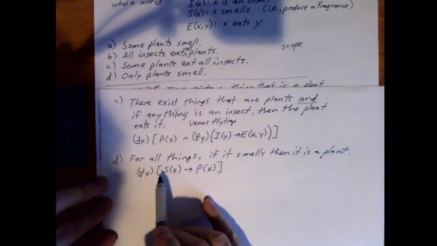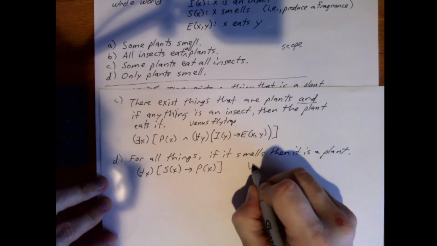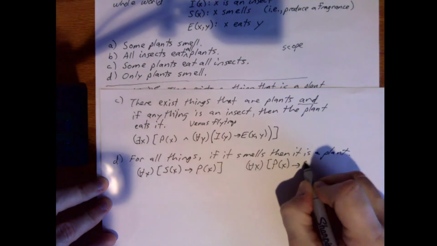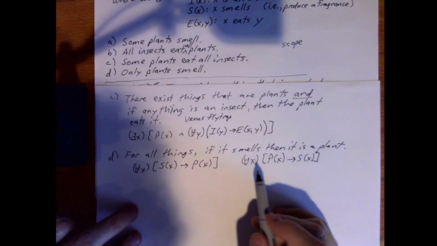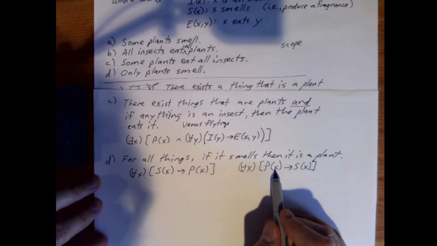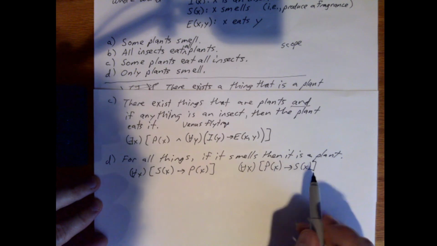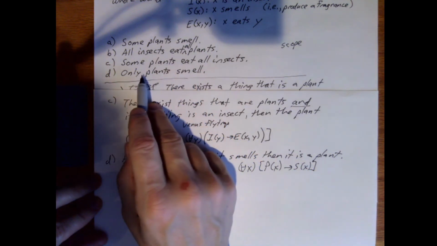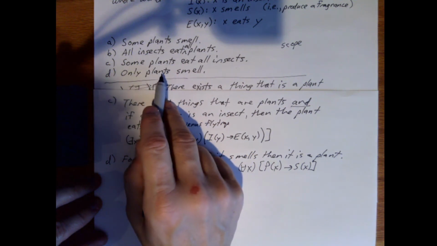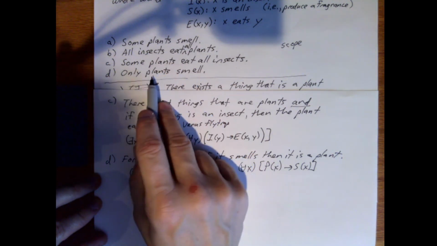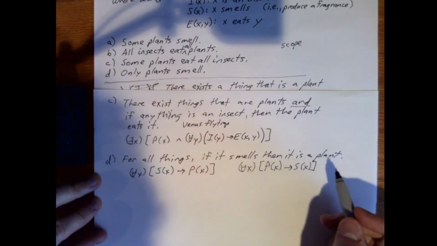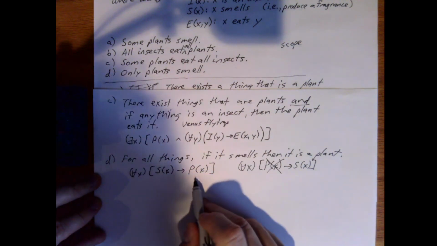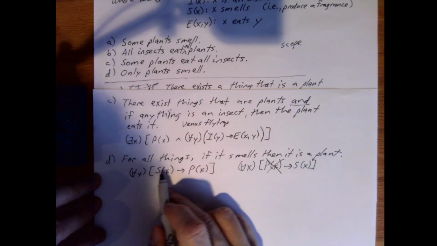Only plants smell. So why not do this instead? Which I would read as, for all things, if it's a plant, then it smells. Well, when we say only plants smell, we're not necessarily claiming that every plant smells. We're just saying that if something has a smell, it happens to be a plant. But maybe there's some plants that don't have smells. This is claiming every plant smells. This is saying that if it smells, then you can conclude it was a plant, but not the other way around.